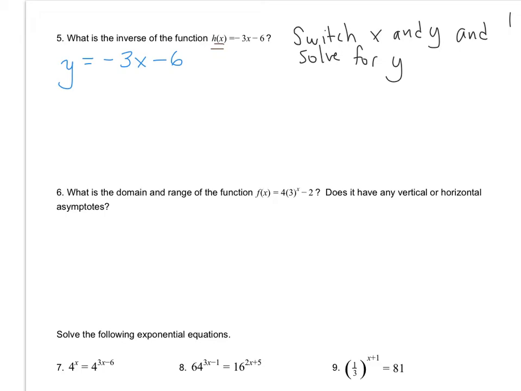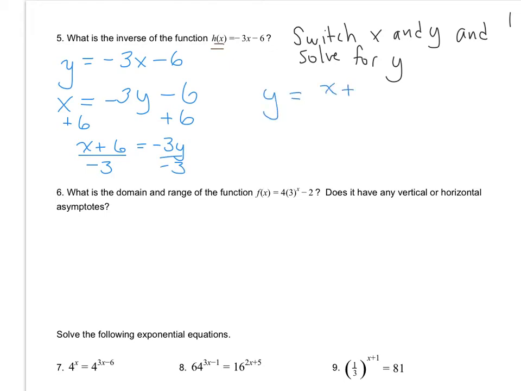So now if I want to find its inverse, I'll simply switch x and y. So I'll put an x where the y is and a y where the x is. Now that we switched x and y, we will solve the equation for y. So I'll add 6 to both sides. So x plus 6 equals negative 3y. And then I'll just divide everything by negative 3. So y equals x plus 6 over negative 3.